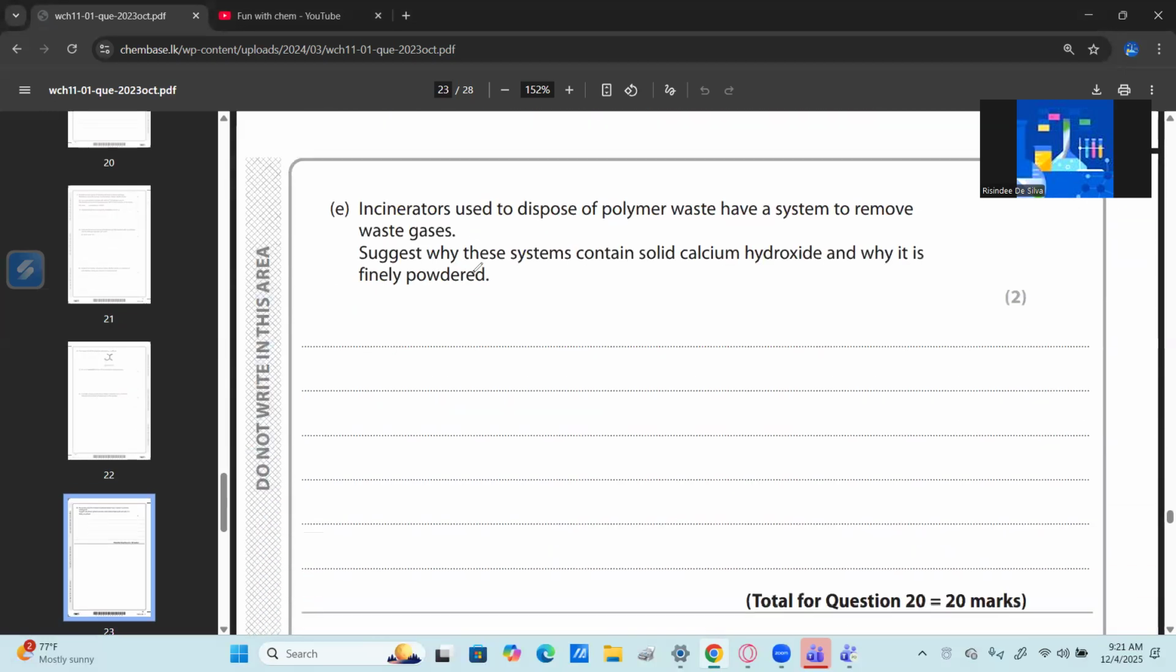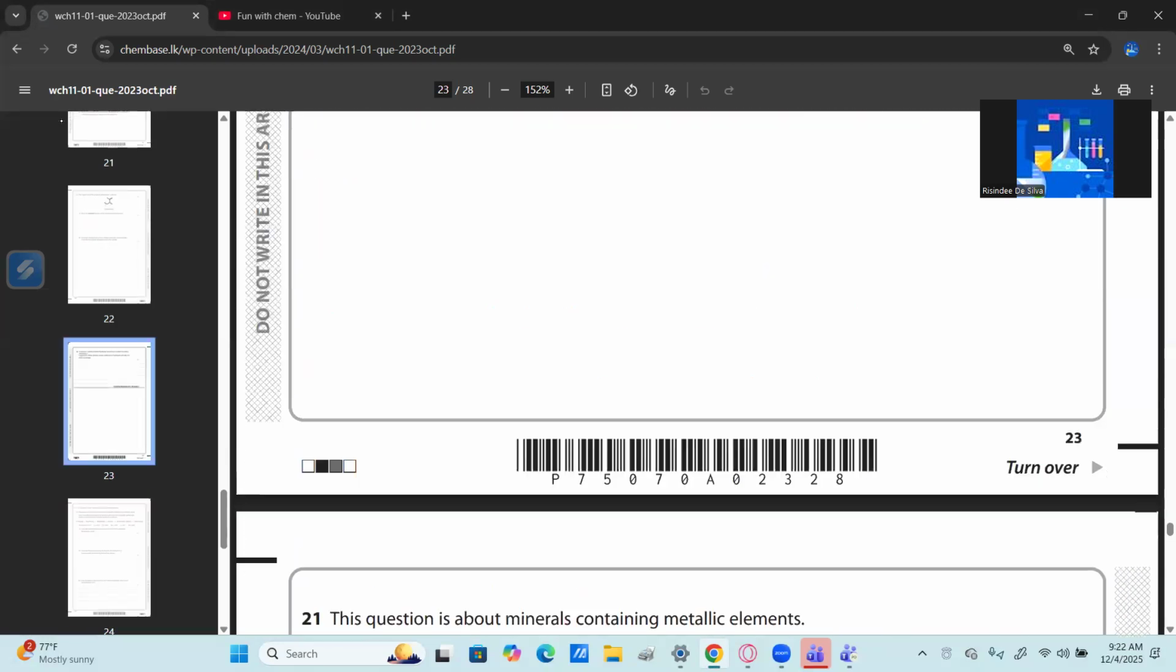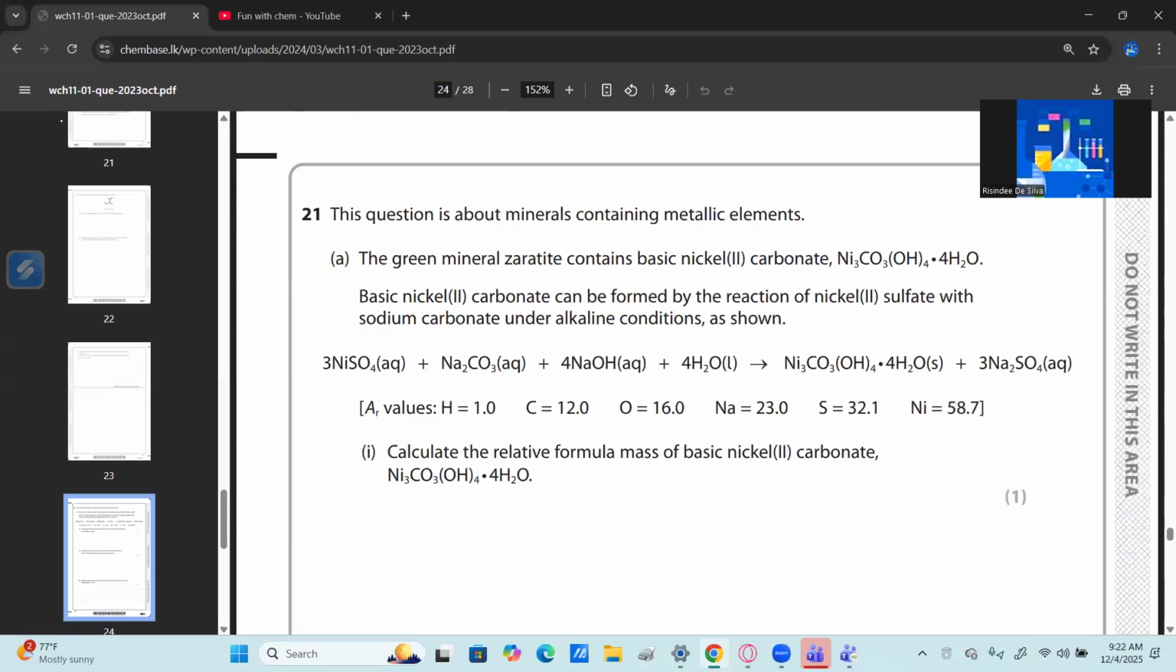Incinerators used to dispose of polymer have a system to remove waste gases, which contains solid calcium hydroxide, and why is it finely powdered? Normally, if something is finely powdered, that is to increase the surface area. And we are using a basic hydroxide to absorb toxic acidic gases like HCl, NO2, carbon dioxide, NOx, right? To absorb toxic acidic gases and to increase the surface area. Then we'll see the last question.